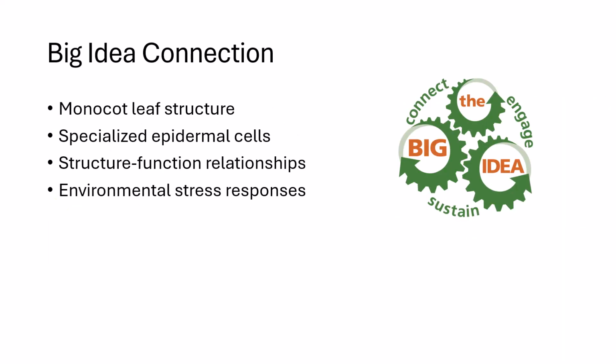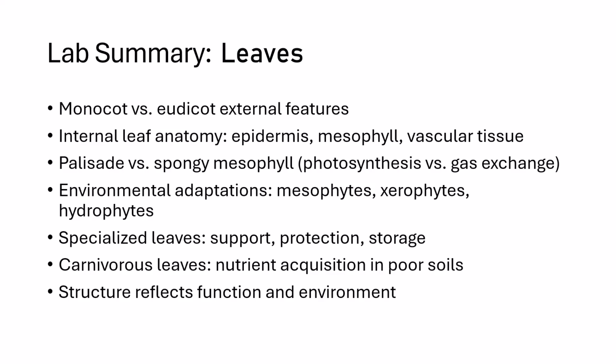This case ties together everything you've learned about monocot leaf structure, specialized epidermal cells, structure-function relationships, and environmental stress responses. Grass isn't just wilting. It is actively responding using specialized leaf anatomy to survive drought and heat, then reopening when water becomes available again. In this lab, you examined how leaf structure supports function across many plant types and environments.